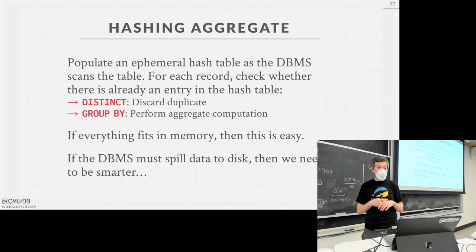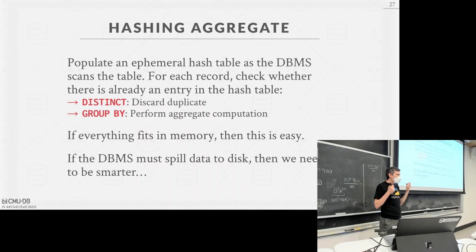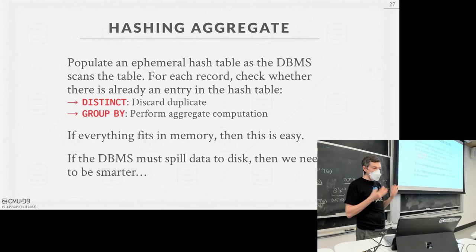So if everything's in memory, this is easy to do, right? The trick, of course, is when we have to spill to disk. Again, if we just go with the hash tables we talked about before, that's going to be a bunch of random access, and that's going to kill us, right? So by being smarter, we want to maximize the amount of work we do on a page whenever we bring it into memory.